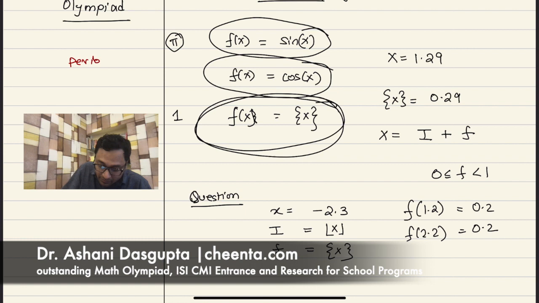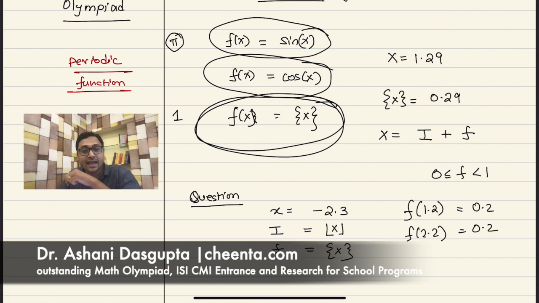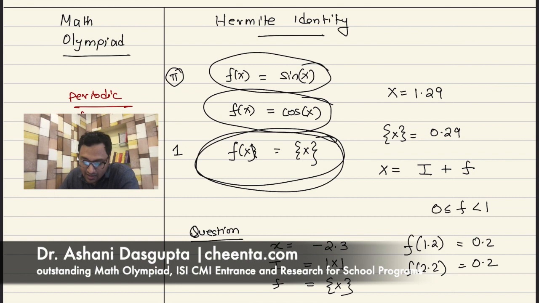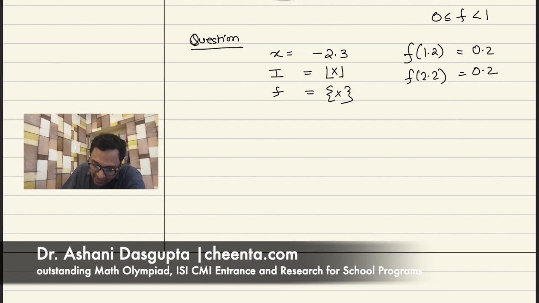Periodic functions are extremely important in mathematics, and tricky problems can be solved using periodic functions. Now let's come to the Hermite identity. So I'll tell you what the identity is all about. Hermite identity.